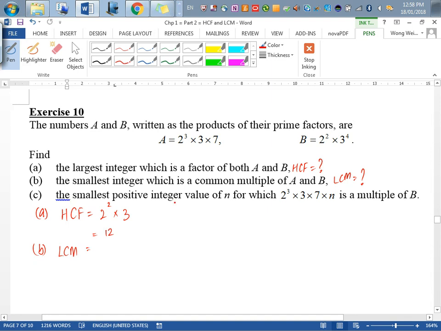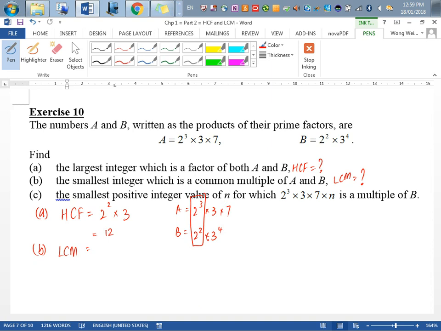So if I were to write it over here, A equals to 2 cubed times 3 times 7, and B equals to 2 squared times 3 to the power of 4, we compare all the 2's. Which one has the highest power? Chloe? Which one has the higher power? 2 cubed or 2 to the power of 2? Which one has the higher power?